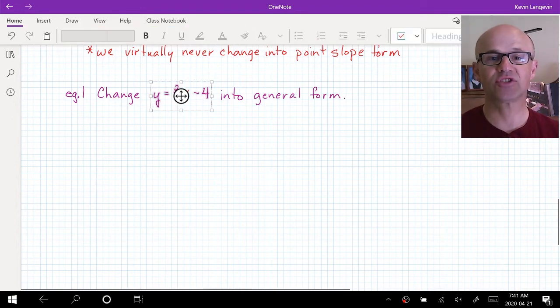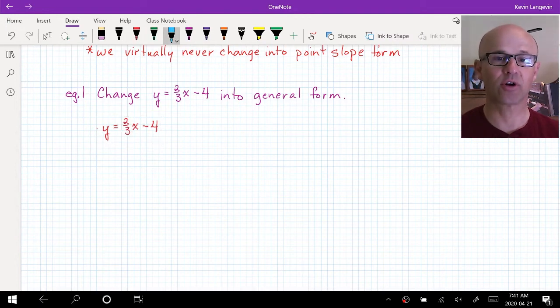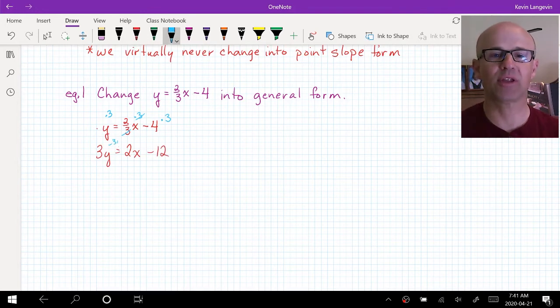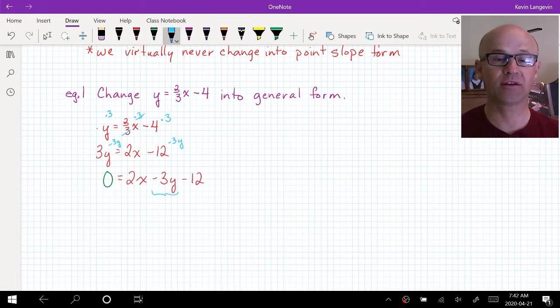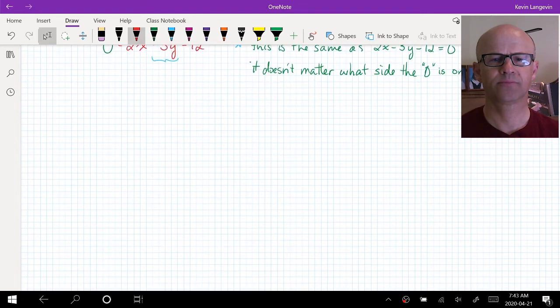So here's an example of changing y = mx + b into general form. Step 1. I don't want fractions. I can't have fractions. I multiply everything by 3. Step 2. I move the 3y over to the other side, and then it's all equal to 0. I'm able to put the 3y wherever I want it, so I choose to put it in the middle because it's supposed to look like ax + by + c = 0. My second example.